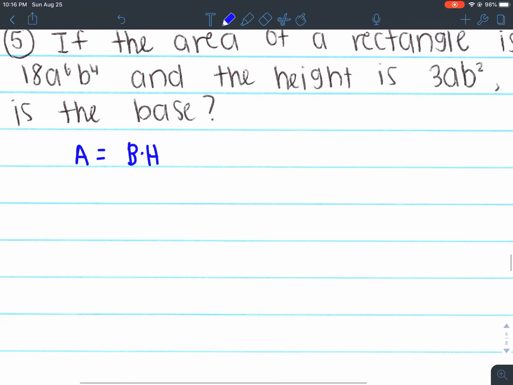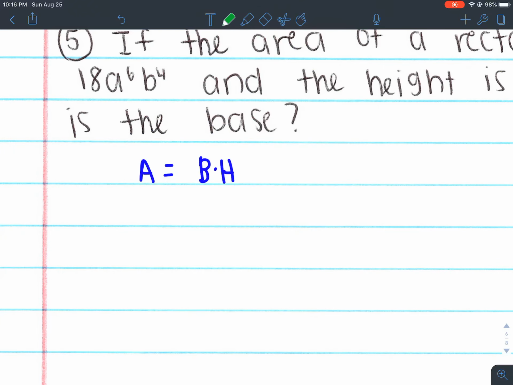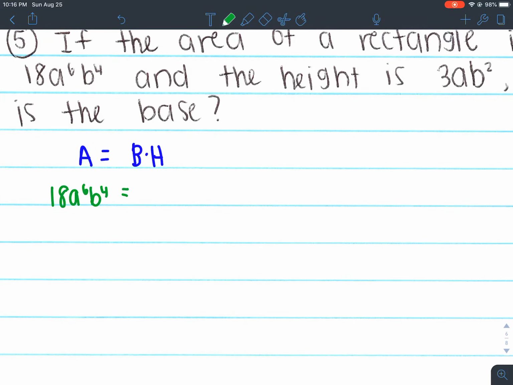Well, it says the area is 18a to the 6, b to the 4th, so I'm going to go ahead and plug that in. 18a to the 6, b to the 4th equals the height, which is 3ab squared, times the base. So the base is something I do not know, but I know the other things.